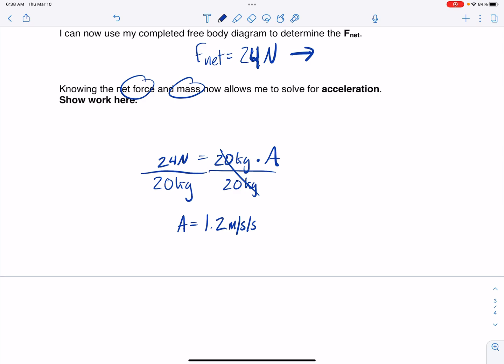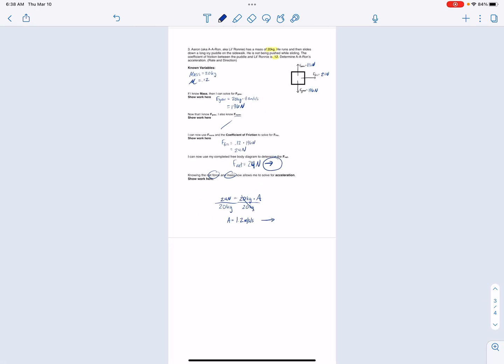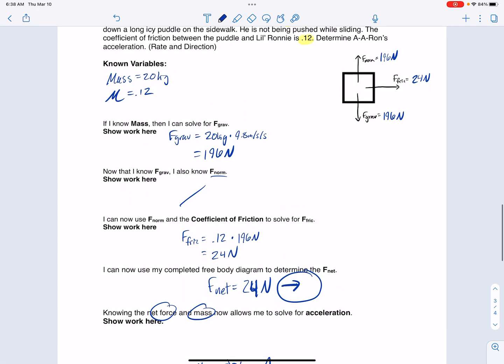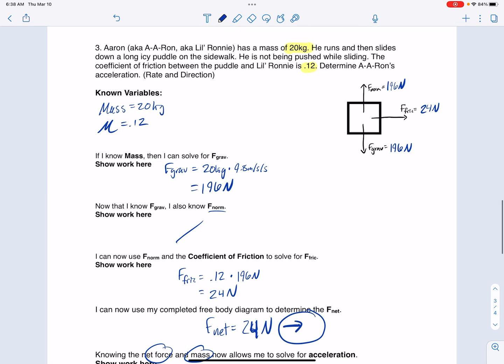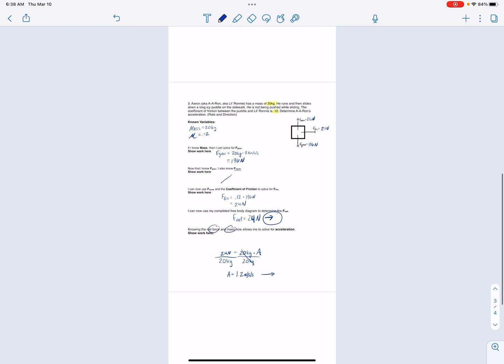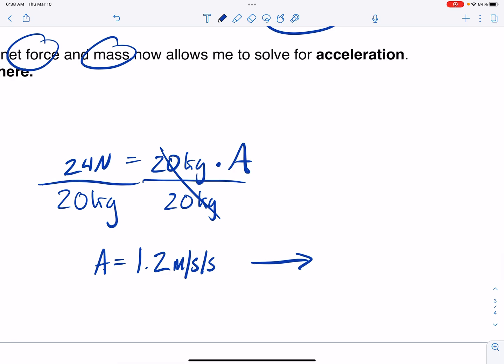And we also need to give a direction. We know that if our net force is to the right, then we must be accelerating to the right. And we've done several problems like this now. We know that little Ronnie is actually slowing down. He's moving to the left, but he's accelerating to the right. He's just slowing down, and he's slowing down at a rate of 1.2 meters per second squared. So we could put that in there.